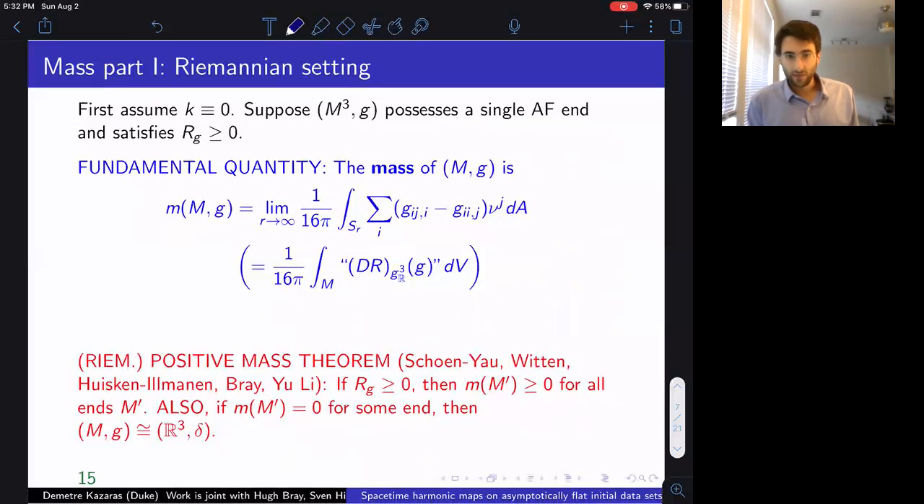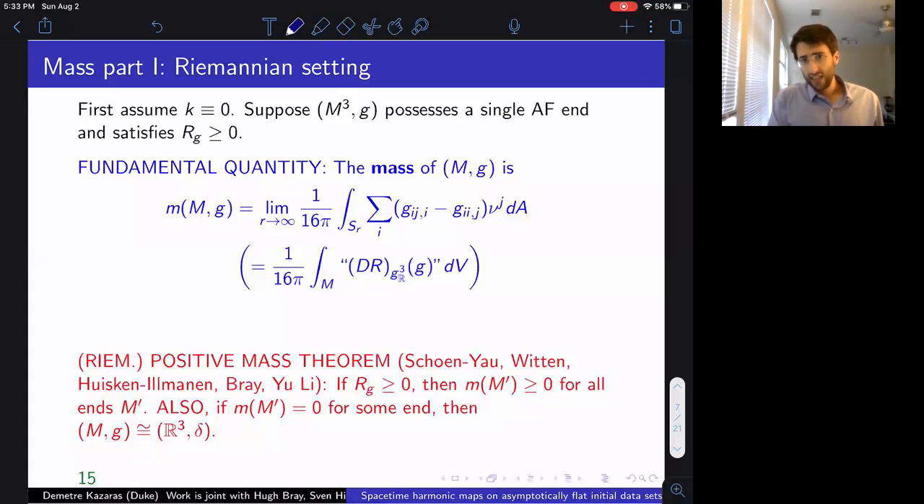Physically, you would want the following to hold. If scalar curvature is non-negative, if the local energy density is non-negative, then the total mass of the system should be non-negative as well. This is called the positive mass conjecture, and it's been proven in this context by a number of different methods. First proof through Schoen and Yau in the late 70s, early 80s. Witten produced a proof soon after using spinors, a very different method from Schoen and Yau. But there are also proofs, techniques that apply more generally, but in particular prove the Riemannian positive mass theorem, through Huisken-Ilmanen, Bray, and more recently by Yu Li.